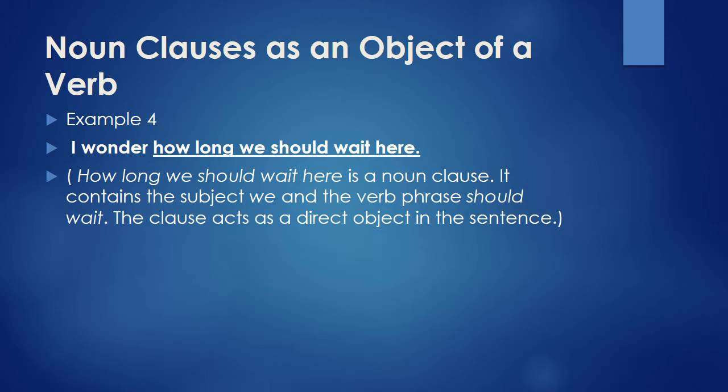Also, I could use noun clauses for objects of verbs. In this example, I wonder how long we should wait here. How long we should wait here is a noun clause. It contains the subject we and the verb phrase should wait. The clause acts as a direct object in this sentence for the verb wonder.